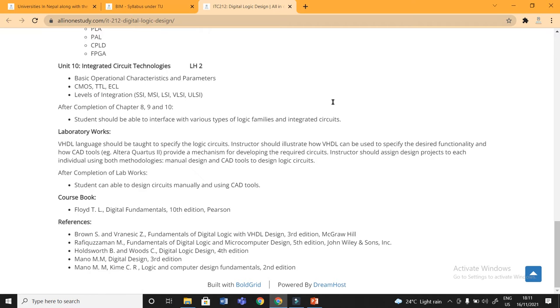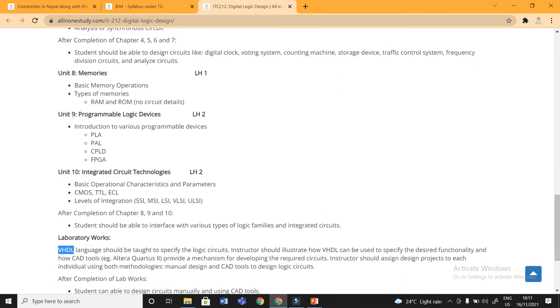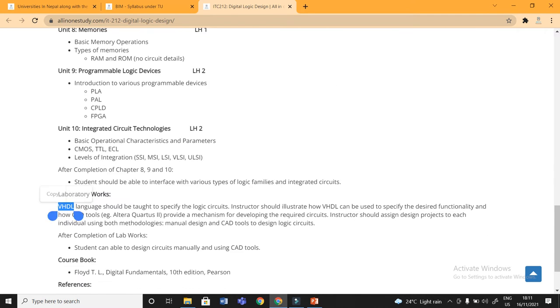And talking about the lab, we will be doing VHDL. The syllabus requires that the students be able to use the VHDL language for implementing the various logic circuits which are given in the syllabus. For example, using VHDL to implement a simple adder circuit, half adder circuit, half subtractor circuit, or so on.